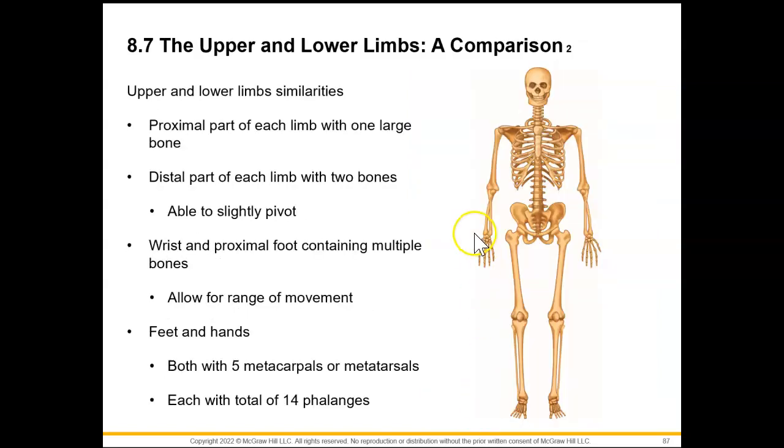Some similarities that we're going to see is that the proximal part of our limbs are going to have one large bone, whereas the distal part is going to be comprised of two bones, and they'll be able to slightly pivot. And the wrist and proximal hand and foot are going to contain multiple bones, and this allows for a range of movement. If we look at our feet and our hands, we'll both have 5 metacarpals and metatarsals, and each will have a total of 14 phalanges.